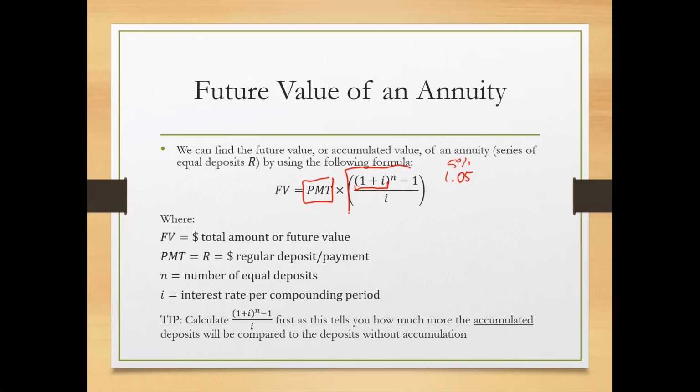Again, you don't need to know what this is. You just need to know how to use it. And we will talk a little bit more about this. I just want to make sure you understand some keywords here. Future value, FV, is the total amount of all the deposits made throughout the equal intervals. The PMT, sometimes known as R, is the regular deposit or payment that you make. N is the number of payments that you make.